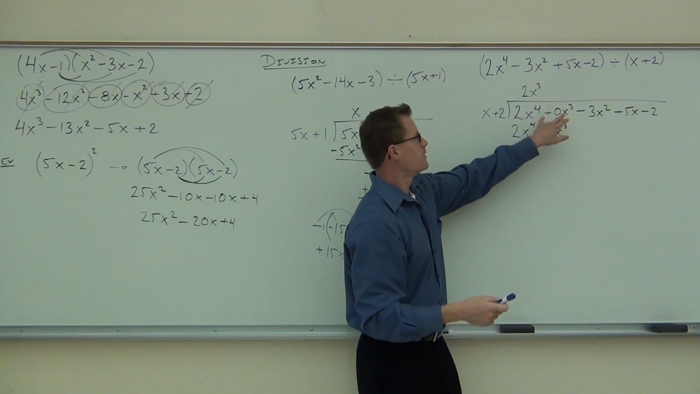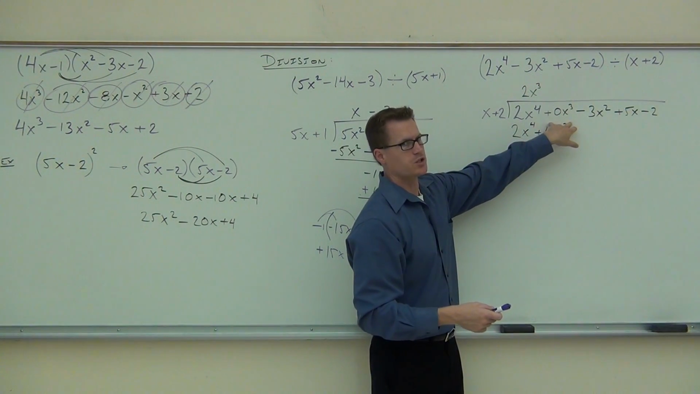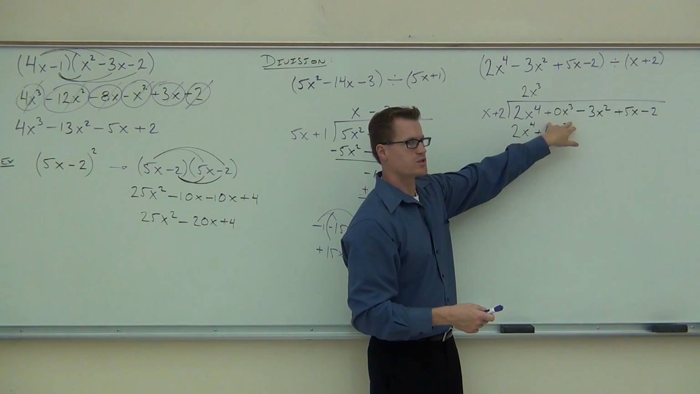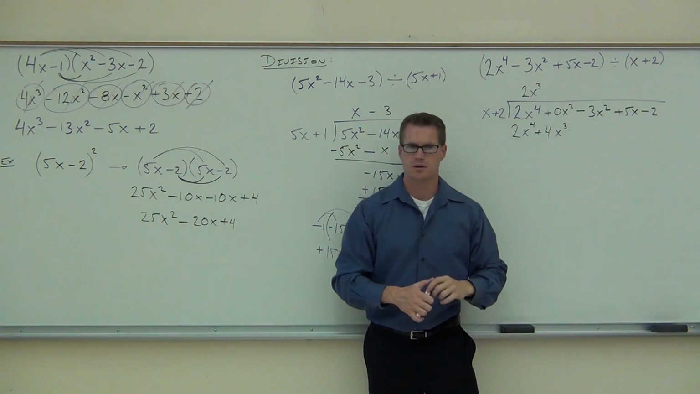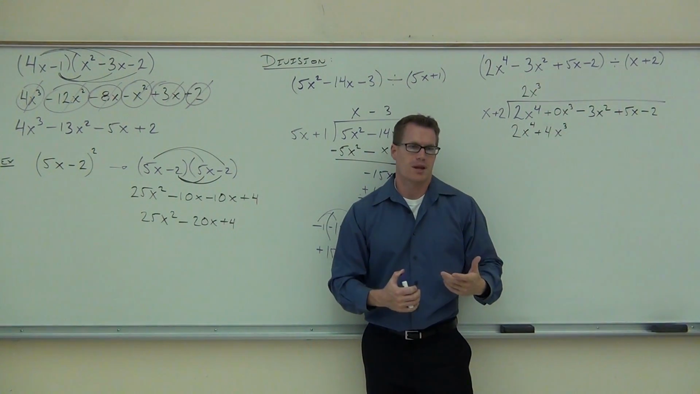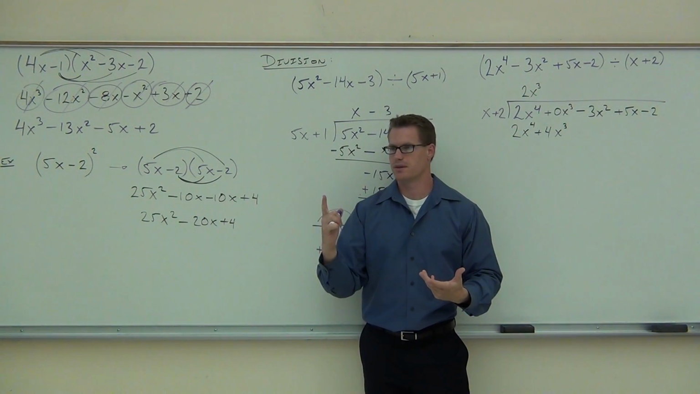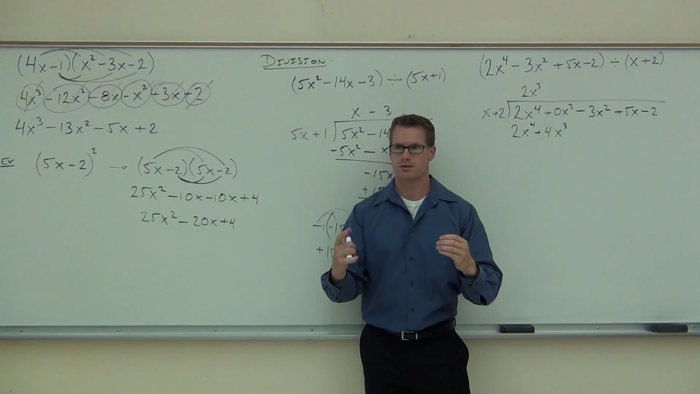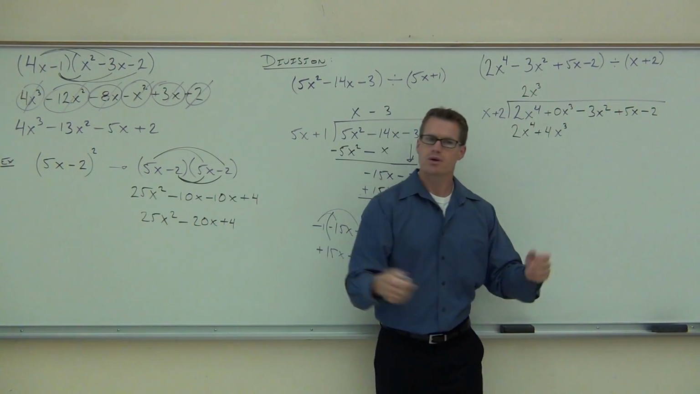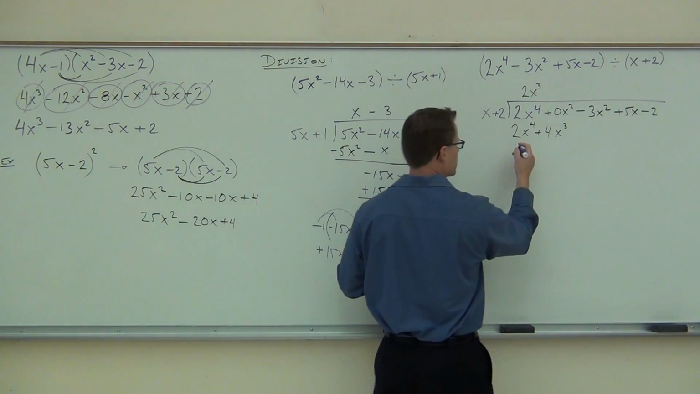So key idea, make sure you have at least a spot for an x cubed. Now, why am I putting 0x cubed instead of just x cubed? Because there's none in the original form. If I put x cubed, it would imply there was one of them, and there's none of them, so I have to put the 0 there. Still okay with that? Okay, now we go ahead and we're going to subtract like we did before.